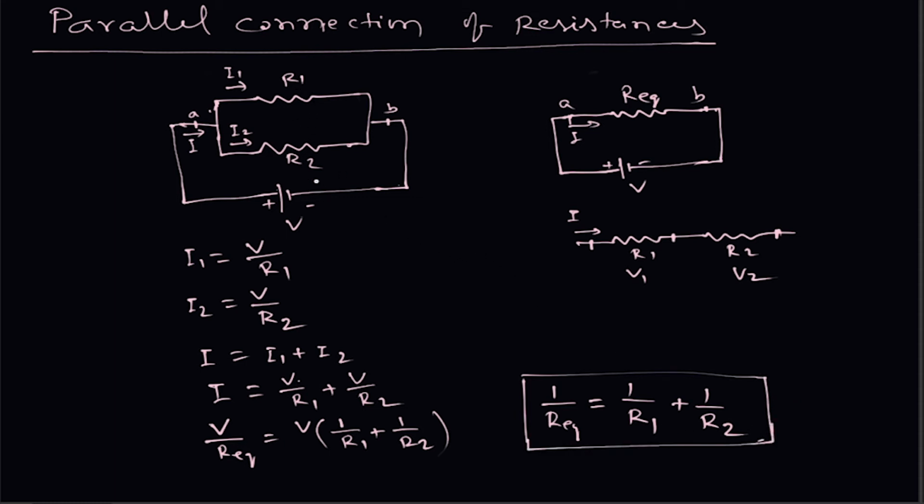Given the values of R1 and R2, we can calculate R equivalent from this equation. If there are more resistances connected in parallel, similarly we can write that 1 by R equivalent is equal to 1 divided by R1 plus 1 divided by R2 plus 1 divided by R3. That depends on the number of resistances in parallel.